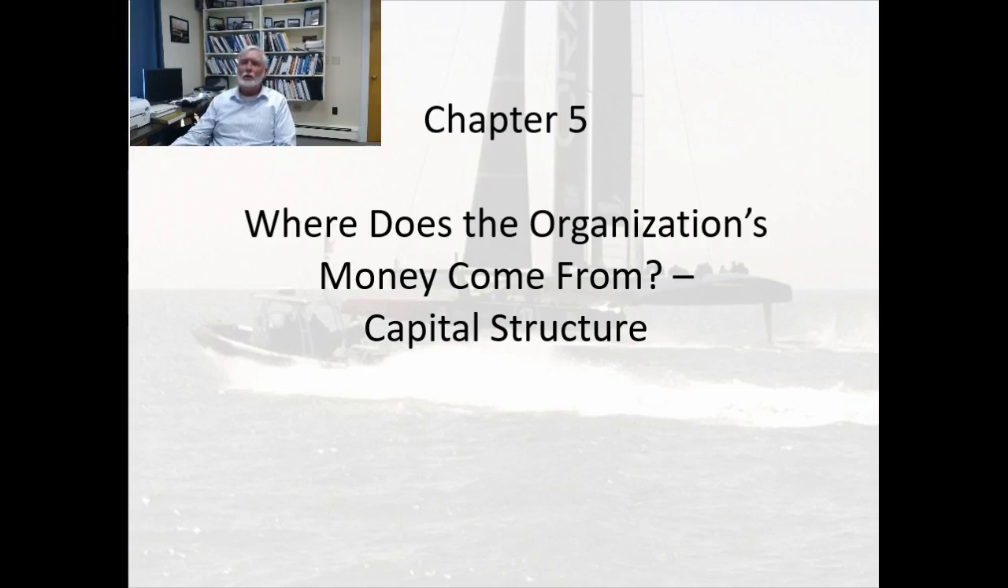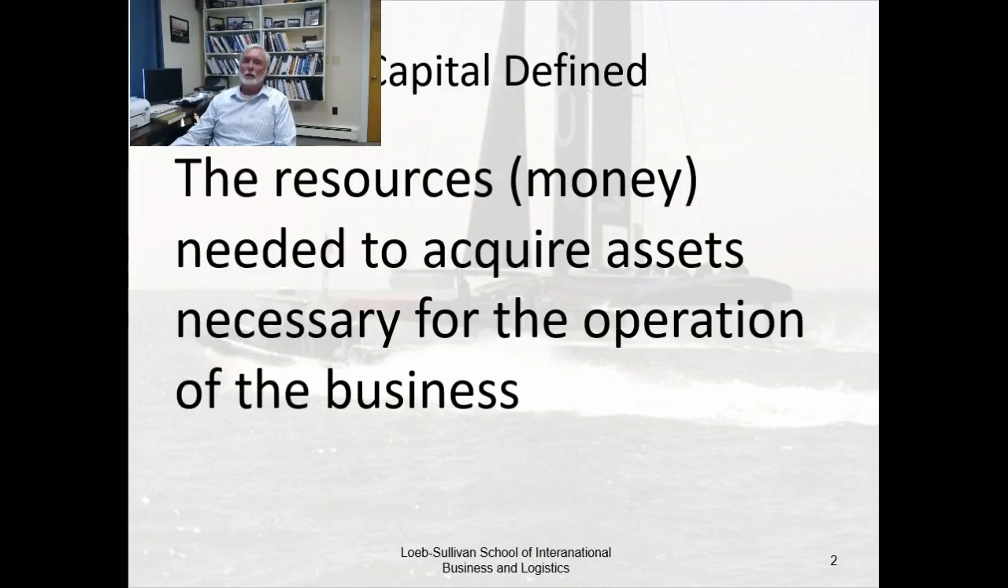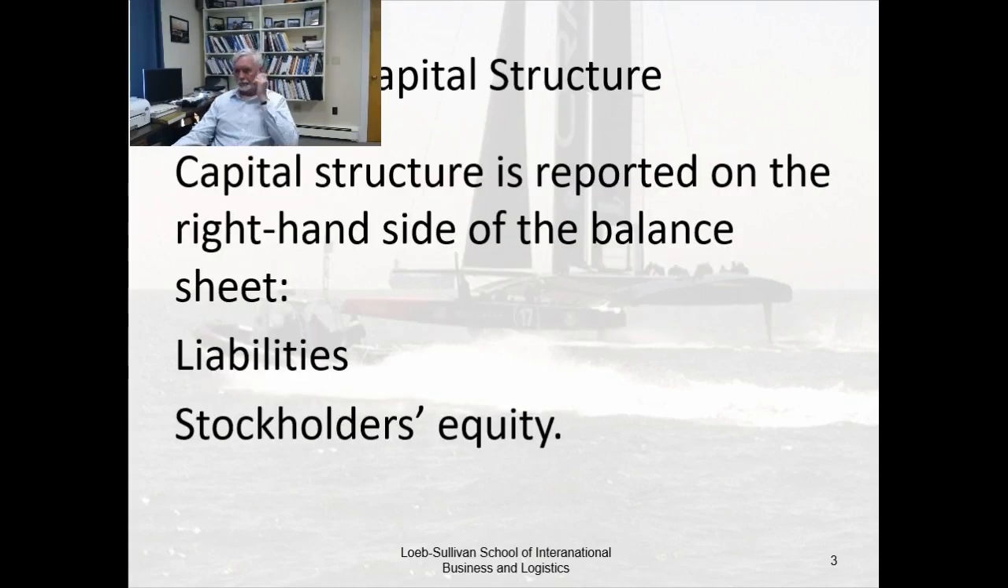So where does an organization get its money from? What's its capital structure? Every organization needs resources to acquire assets necessary to operate their business. So we have to have resources, which is generally money. It doesn't have to be money. It could be other assets that we can trade for the assets we need. But generally speaking, it's going to be money. And where do we get it? So that's the definition of capital.